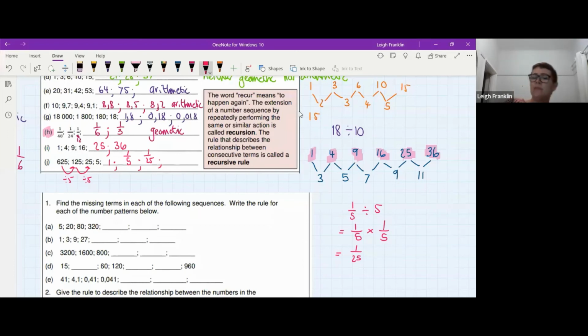So is this arithmetic, geometric, or neither? It has to be? Okay, Pabalo, what does it have to be?